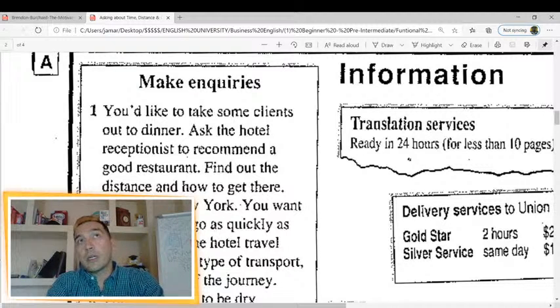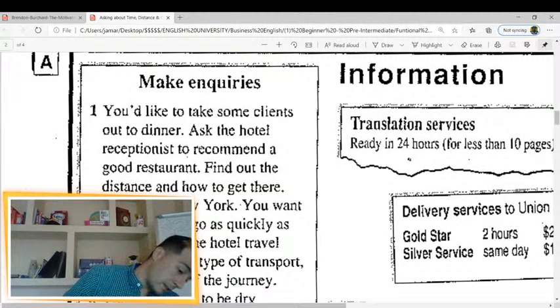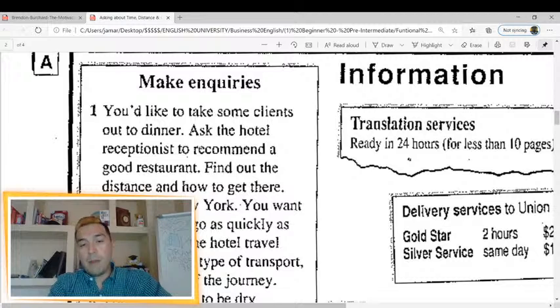So in your notebook for time, put how long. It's going to be the first one, how long. For time, how long. Distance, how far. And cost, how much.